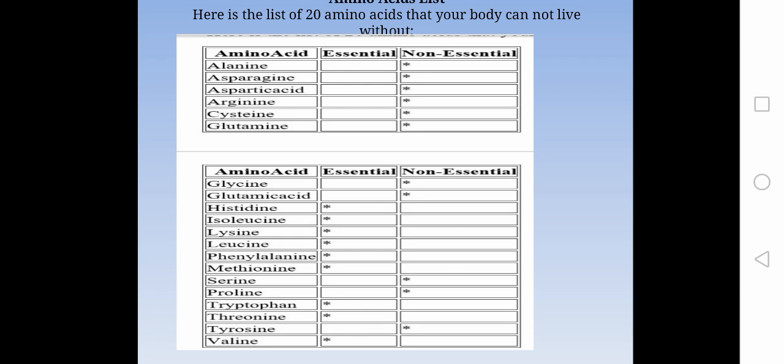Amino acids, essential: alanine, asparagine, aspartic acid, arginine, cysteine, glutamine, glycine, glutamate, serine, proline, and tyrosine. And non-essential acids are histidine, isoleucine, lysine, leucine, phenylalanine, methionine, tryptophan, threonine, and valine.